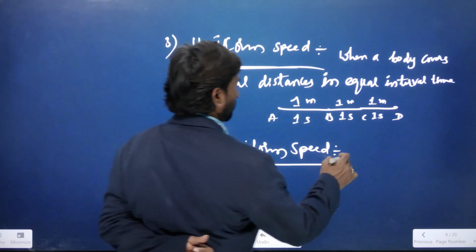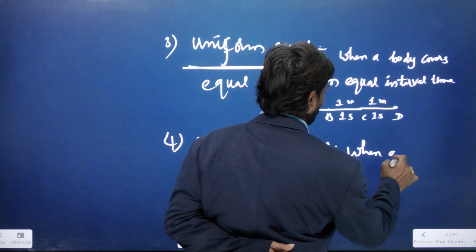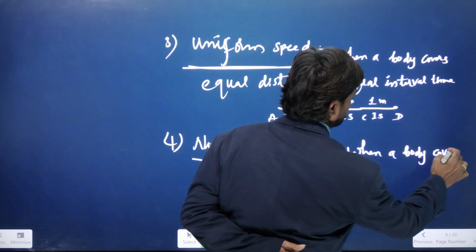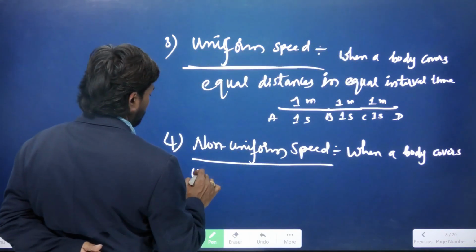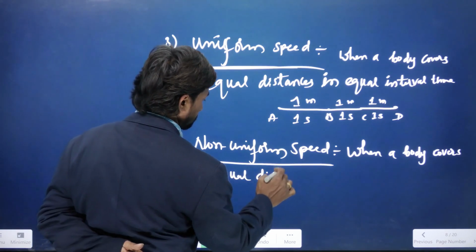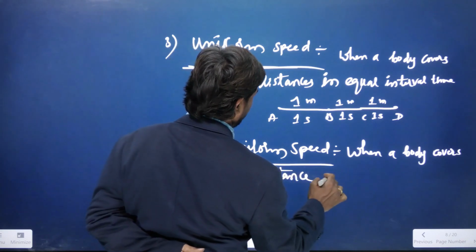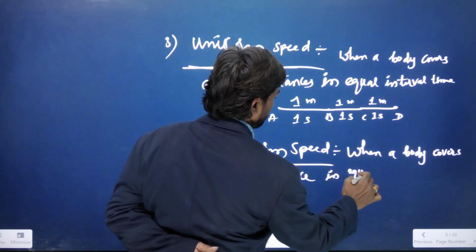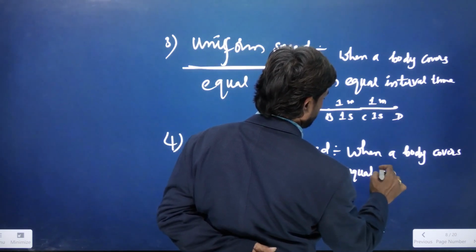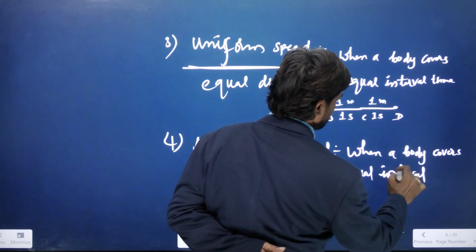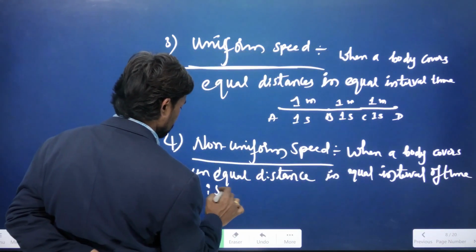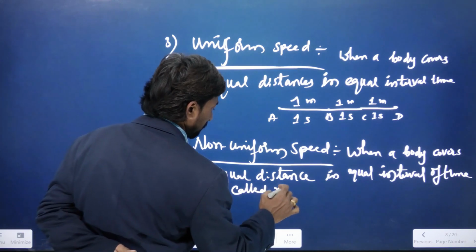So when a body covers unequal distances in equal intervals of time, or equal distances in unequal intervals of time, it is called non-uniform motion.